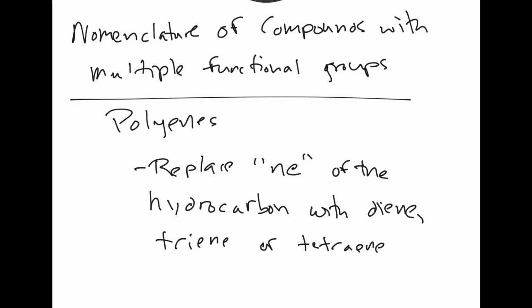So, just like when we named stuff before, we're going to replace the ane at the end of our parent hydrocarbon name with diene, triene, tetraene, depending on how many double bonds we have. So it's a little bit different, right?